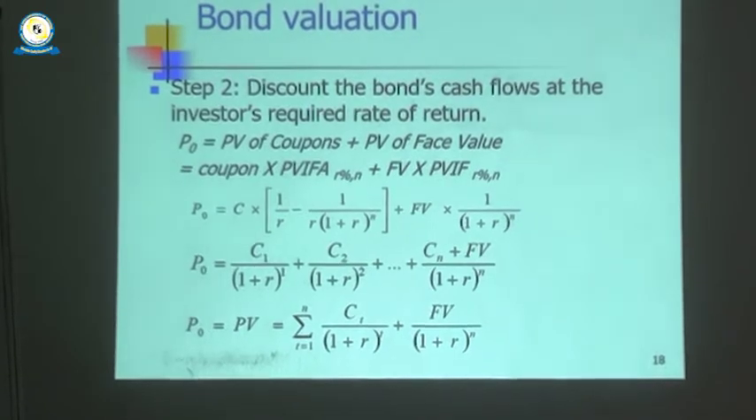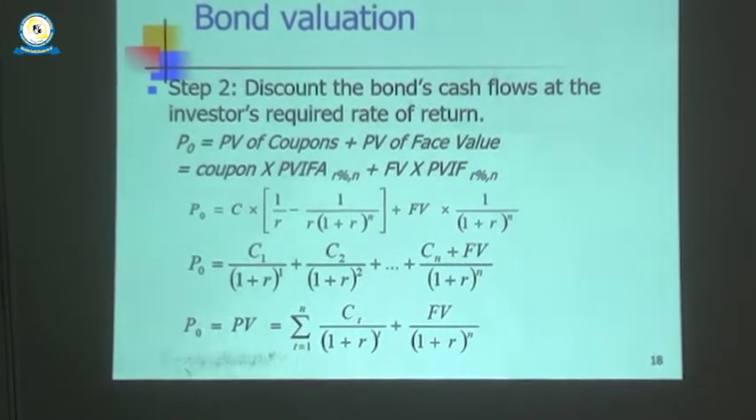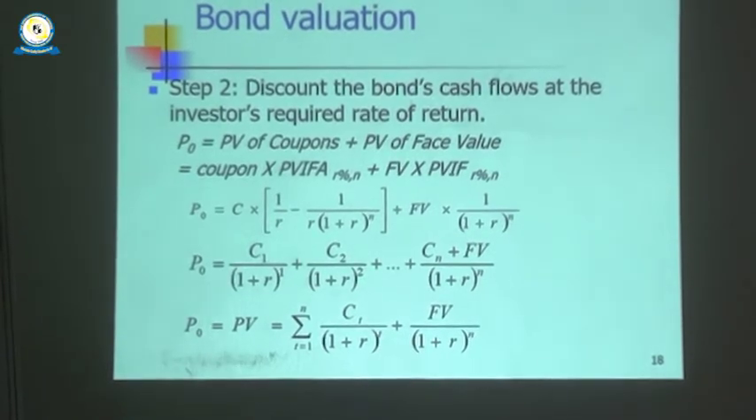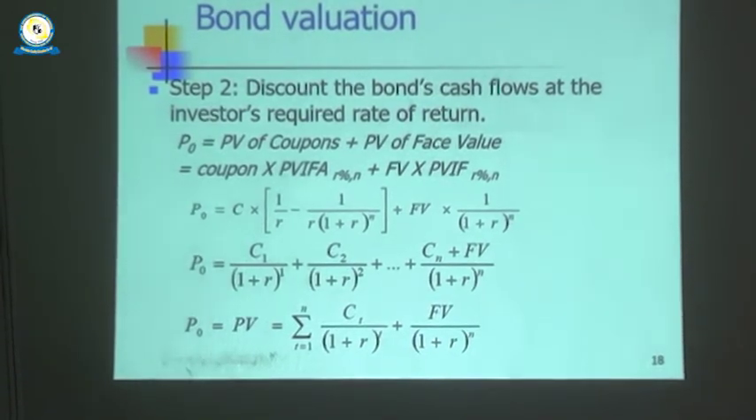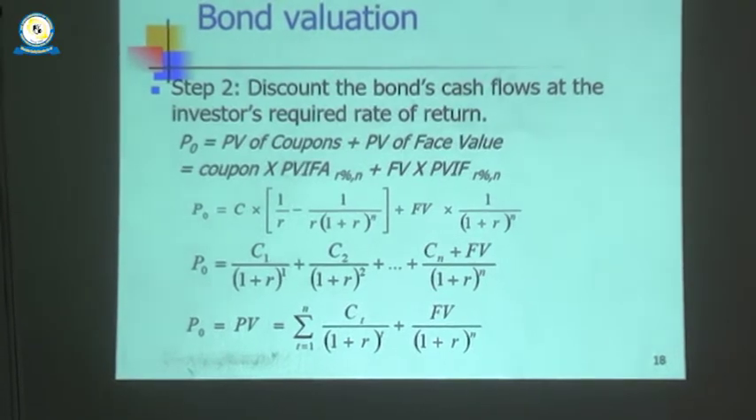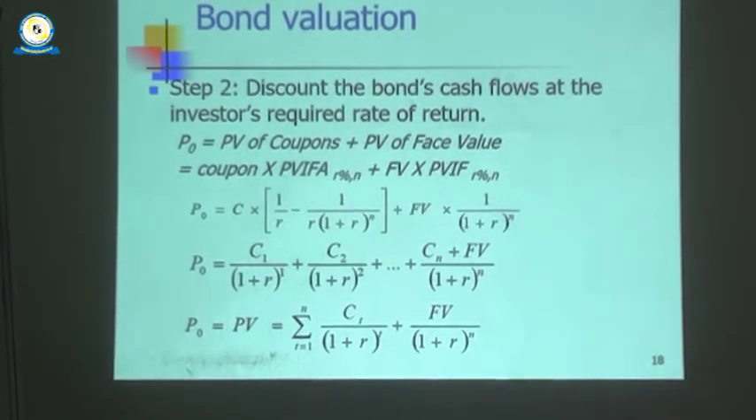The price is taken either by using the financial tables or by using a formula. By using financial tables, you take the coupon times the present value interest factor for an annuity. That is the discounting of the coupon. And you add the face value times the present value interest factor, in this case not an annuity, and this is what we call the present value of face value.